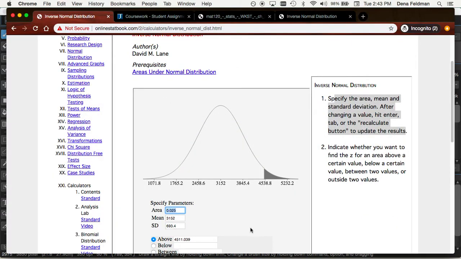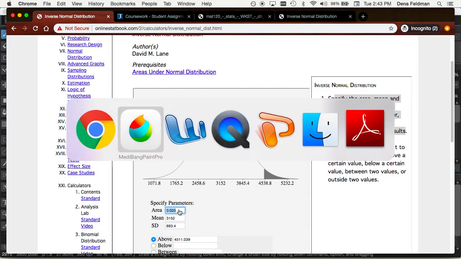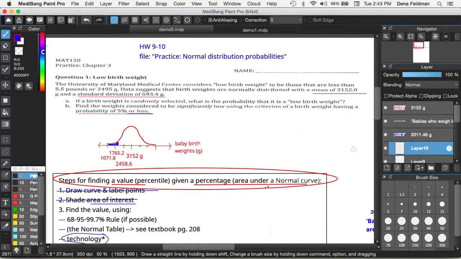But it's also asking me for this area, this first thing. What area do I want? Well, that's the percentage they gave us, because areas under the normal curve represent percentages of all of the area that's inside this bell shape. If someone tells us that there's 5% in this area, that means that 5% of all the data is in this shaded space. So I'm told that the area under the normal curve is 5% here.